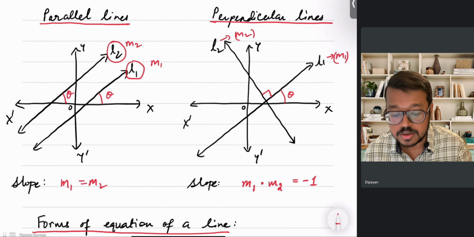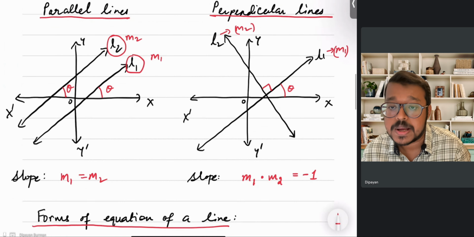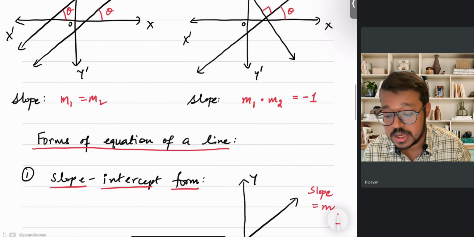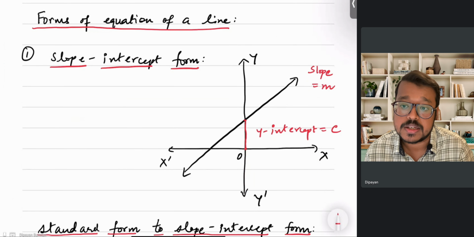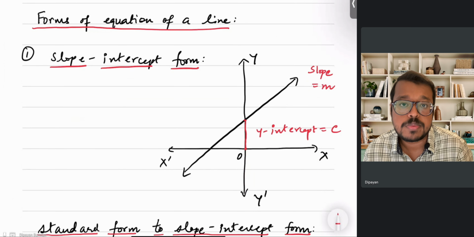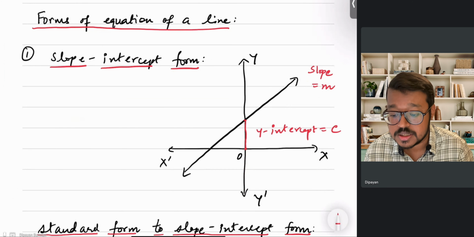So we can apply these concepts for parallel and perpendicular lines. Then we have the topic of forms of equation of a line. One form we already saw previously is the general or the standard form, ax plus by plus c equals 0. But the equation can be written in other ways and for some specific reasons, and also to get some information.